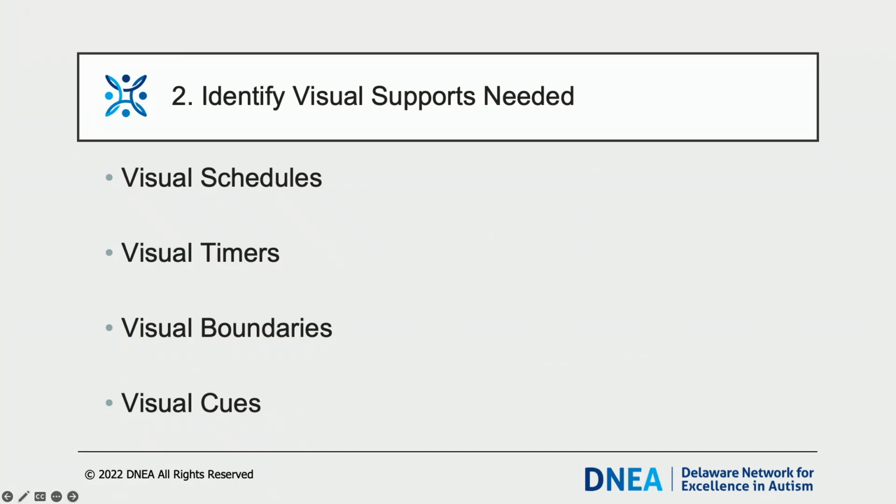The next step is to identify the visual supports needed for your learner. We are going to discuss 4 different categories of visual supports today: visual schedules, visual timers, visual boundaries, and visual cues. Each visual support should be individualized for your learner and incorporate materials aligned with your learner's visual stage. At the same time, as mentioned, each visual support will have its own procedures for planning, implementing, and monitoring progress.